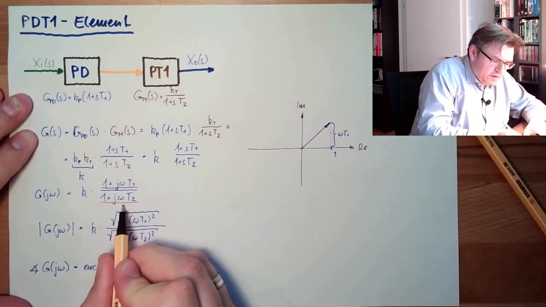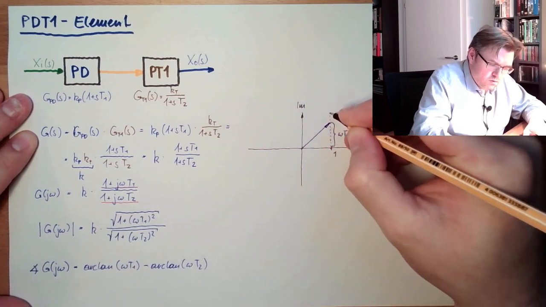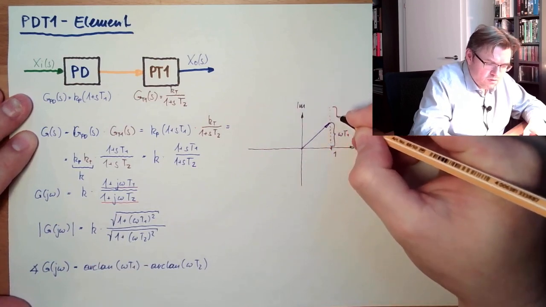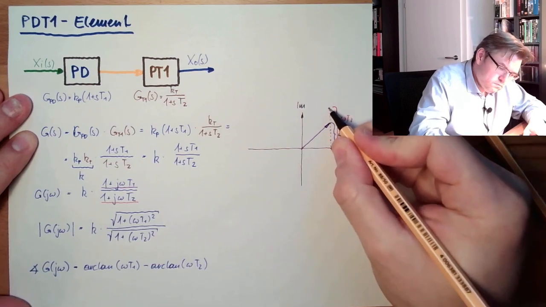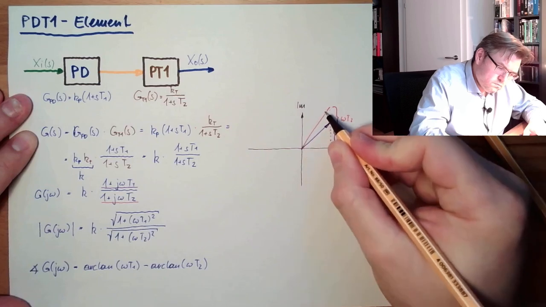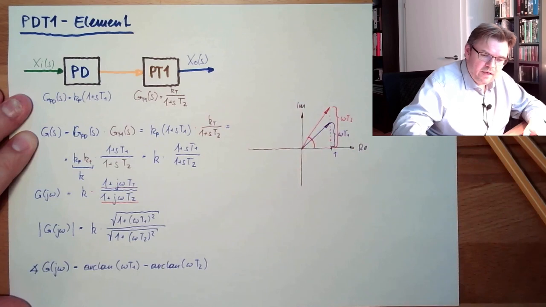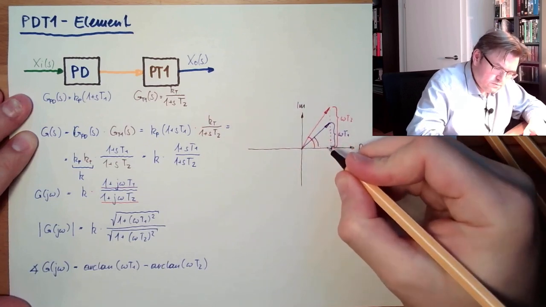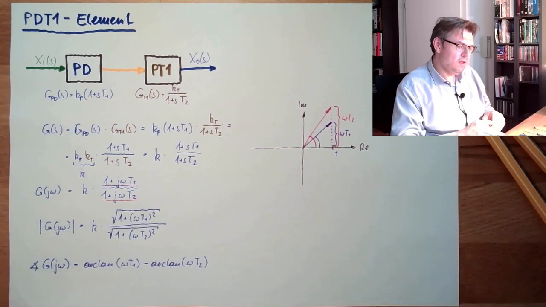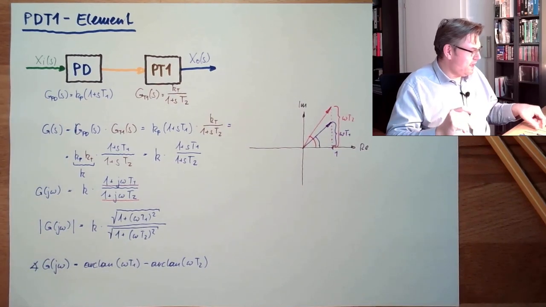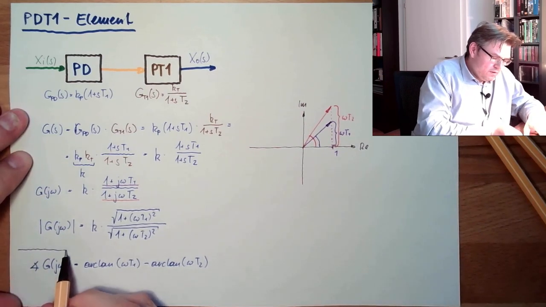1 plus j omega T2. 1, okay, and now I'll make it a little bit longer, omega T2. So there is a red angle and a purple angle. Okay. What does it mean at the extremes? We will also try to have a look at the extremes.